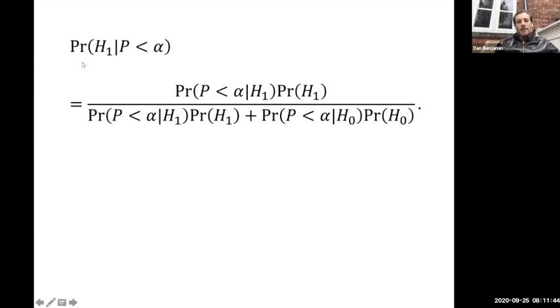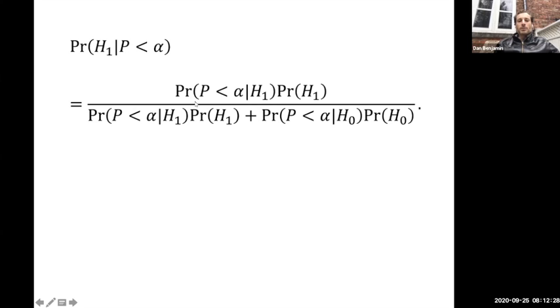So here at the top is the probability of the alternative hypothesis being true, given that we got a significant result. And Bayes' rule is the formula for calculating that, and it allows us to switch the order of what we're conditioning on, this H1 and this p less than alpha. And so we get a result that is in terms of quantities that we know or can think about giving values to.